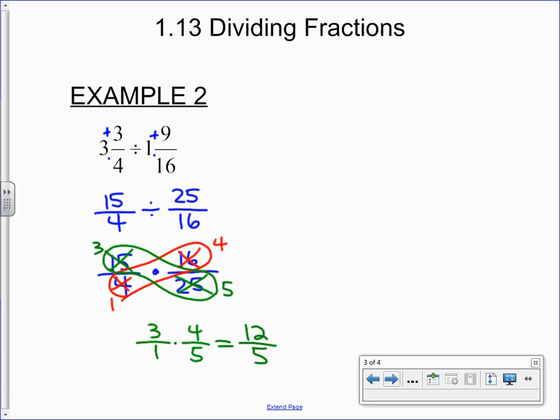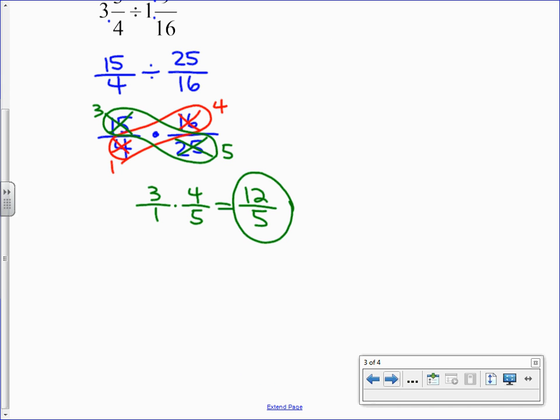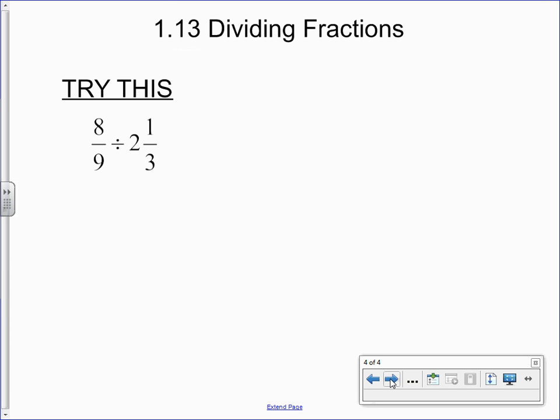12/5 is an improper fraction. And in algebra, we do a lot of work with improper fractions. So we're not going to change it to a mixed number. We're just going to leave it as it is. I would like you to try this problem. Please pause the video. And once you've worked out the problem, you can start the video again and check your answer.